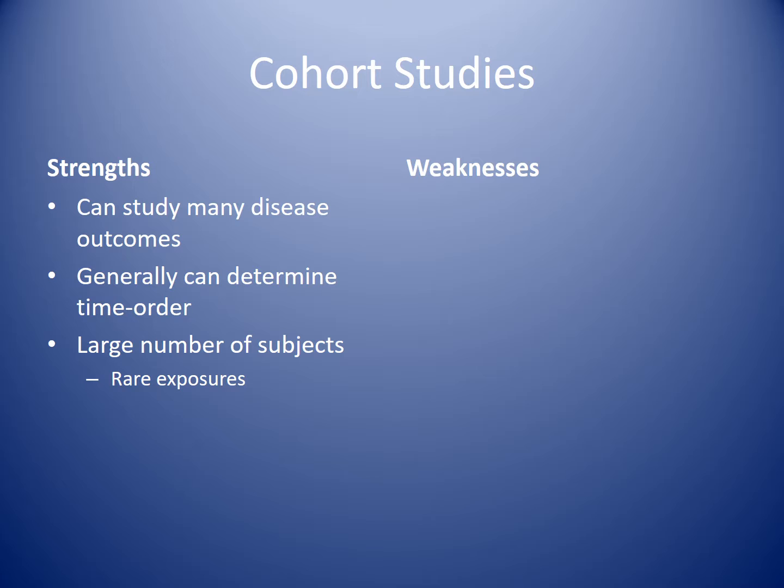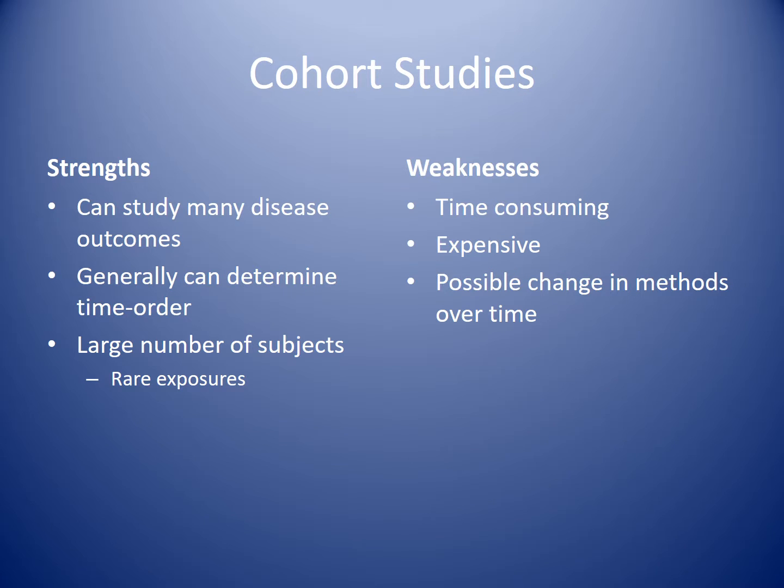And because there's a large number of subjects, that allows you to often look at rare exposures. An exposure is something that's the cause or the proposed cause. So if you have 20,000 subjects, maybe only 500 of them were exposed to asbestos, but you still have 500 people who were exposed to something fairly rare. You can study those 500 separately and see if you can determine some of the health effects of that rare exposure. The weaknesses, obviously, this takes a long time to do.